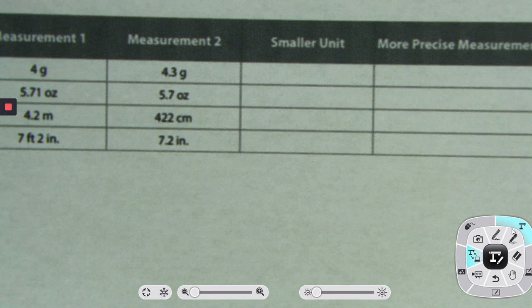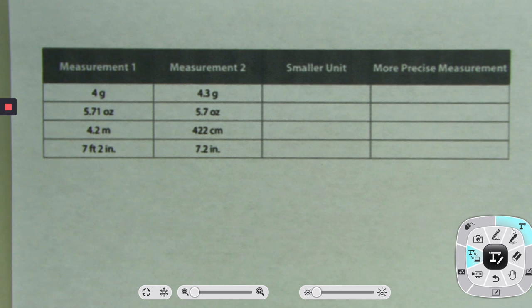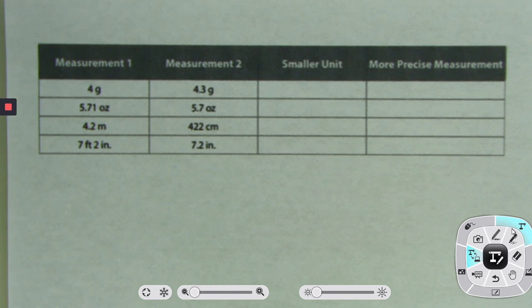So the next slide is found in your notes. It looks like this, and I've got a printed copy here that I'm going to actually work off of. If you want to, in your notes, you can just jot down 3 columns, or 4 columns, I should say. That's fine. What we're going to do is we've got some measurements. We want to talk about which unit is more precise.